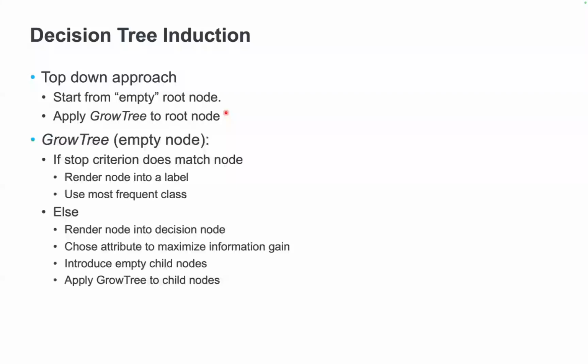So the decision tree induction then proceeds as follows. I start top down from an empty root node and apply the procedure grow tree to the root node. The grow tree procedure starts with an empty node.